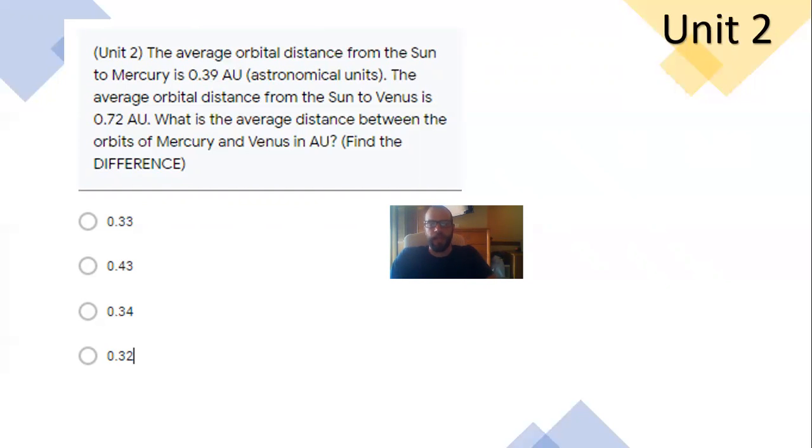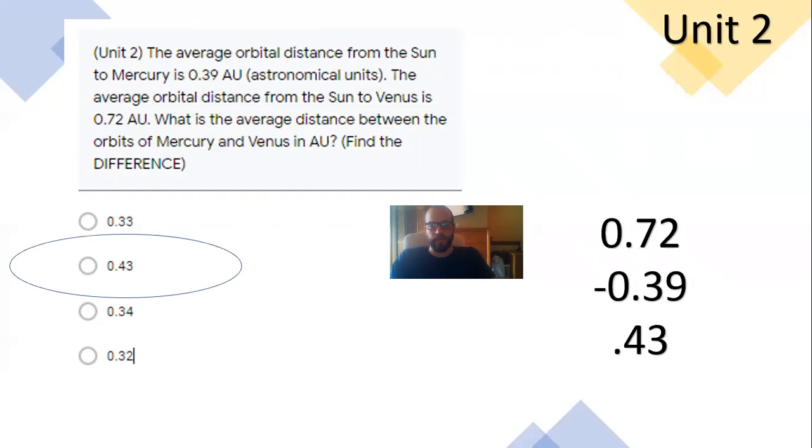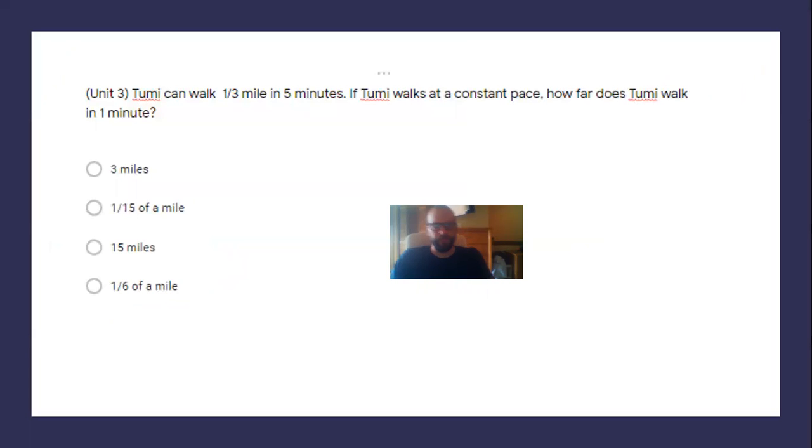Subtraction. And in order to subtract, you have to line up that decimal. When you line up the decimal, you take 9 from 2, which is illegal, so you borrow. You take 9 from 12, which is 3. You take 3 from 6, which is 3. Answer is 0.33. Unit 3.